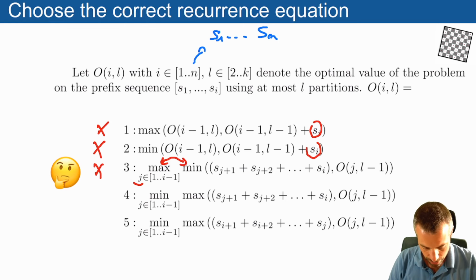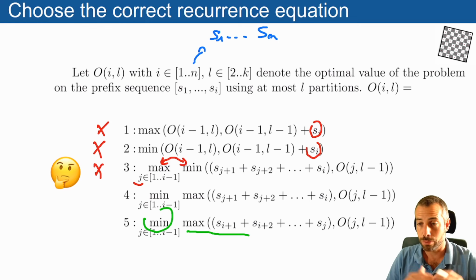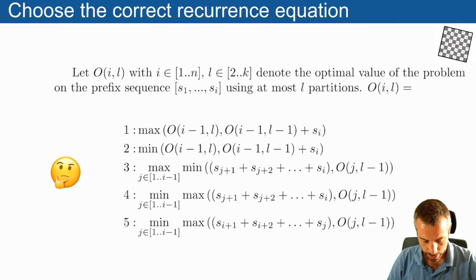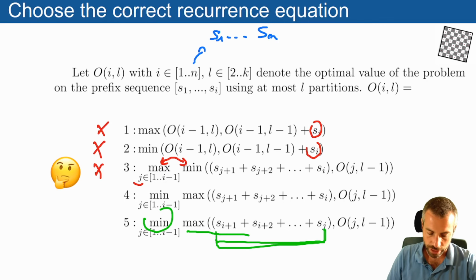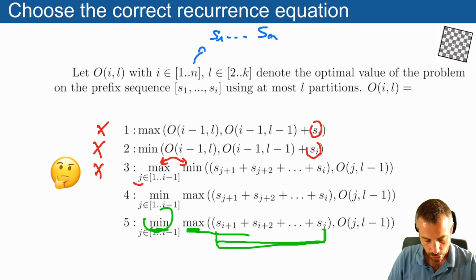So this one is fixing that problem. You take the minimum of the maximum subsequence. The bottleneck is the subsequence with the largest sum. Here you have created a split point of this subsequence, and then you have the optimal solution for the rest. You take the maximum of the two, and you want to minimize that. So this one is a correct one.